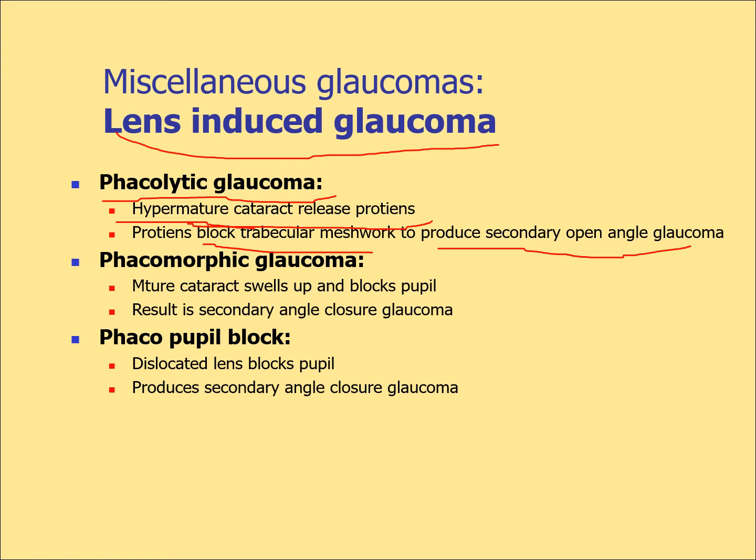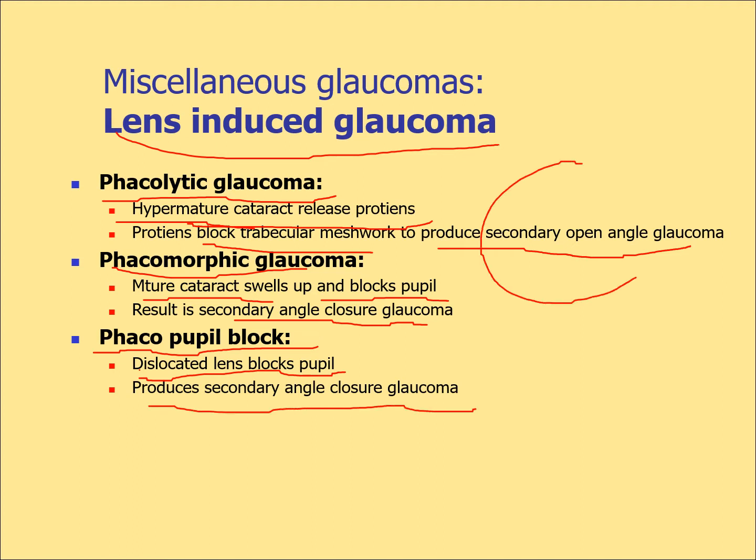Now the lens can cause a glaucoma in a different way called phacomorphic glaucoma. In phacomorphic glaucoma, a mature cataract swells up and blocks the pupil. The pupil block results in secondary angle closure glaucoma. And the third type of lens-induced glaucoma is called phacopupil block glaucoma, in which a dislocated lens physically blocks the pupil and produces the angle closure glaucoma. So the lens can cause secondary open angle glaucoma, and it can also cause secondary angle closure glaucoma.